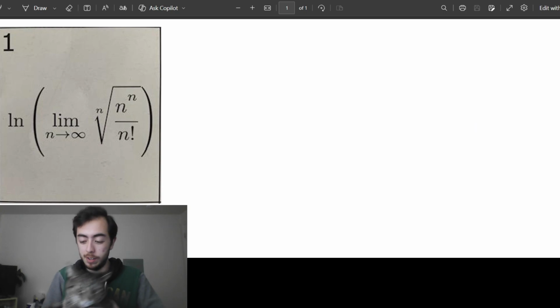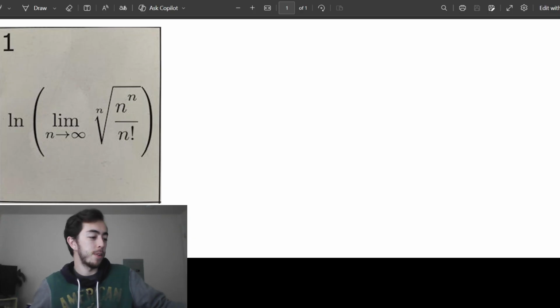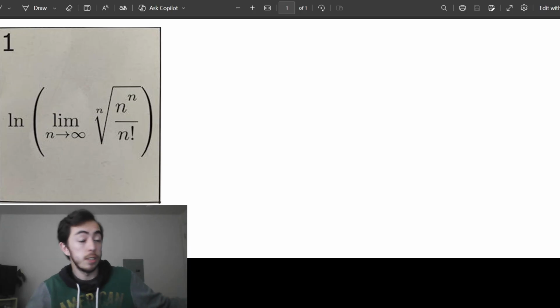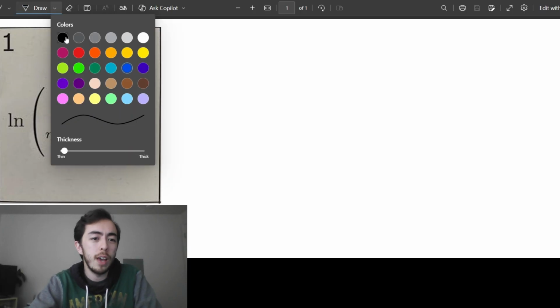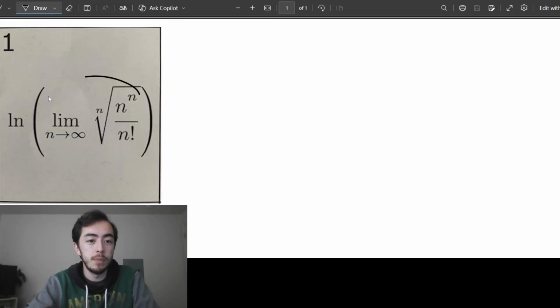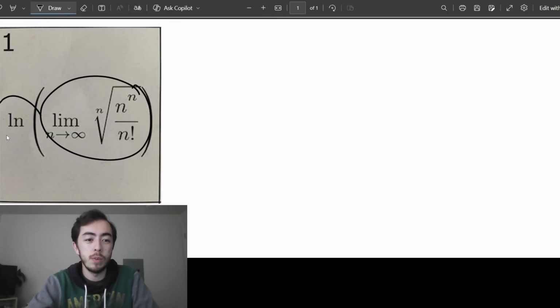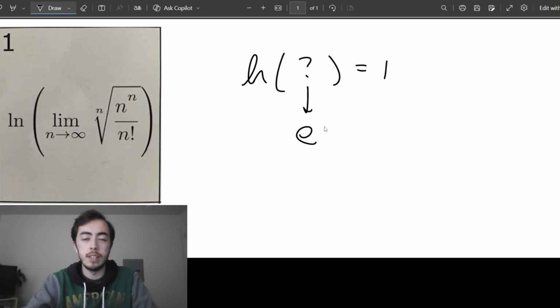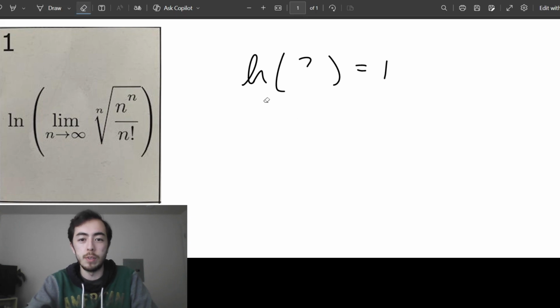Today is December 1st, and we're solving problem 335 from the Daily Epsilon calendar. And the answer today should be 1 because that matches today's date. So we have a limit problem, and once we find the limit, we're going to take the natural log of it, and hopefully we get 1 to match today's date. If we take the natural log of something and get 1, that something just needs to be the number e for this to be true.